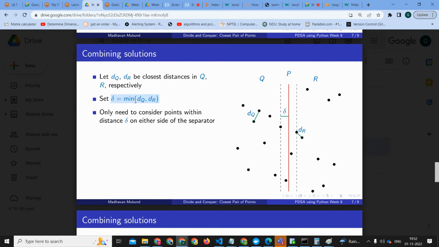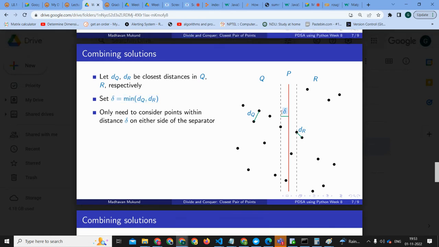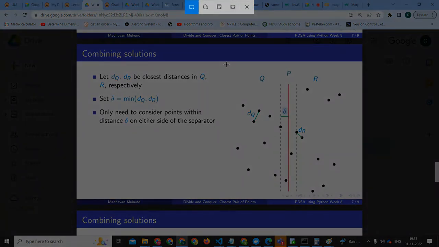DQ is the minimum distance on the left-hand side. DR is the minimum distance on the right-hand side. Delta is the distance between this line. No, delta is not the line. Delta is this green part. So how is it the minimum among DQ and DR? I'm not getting it.